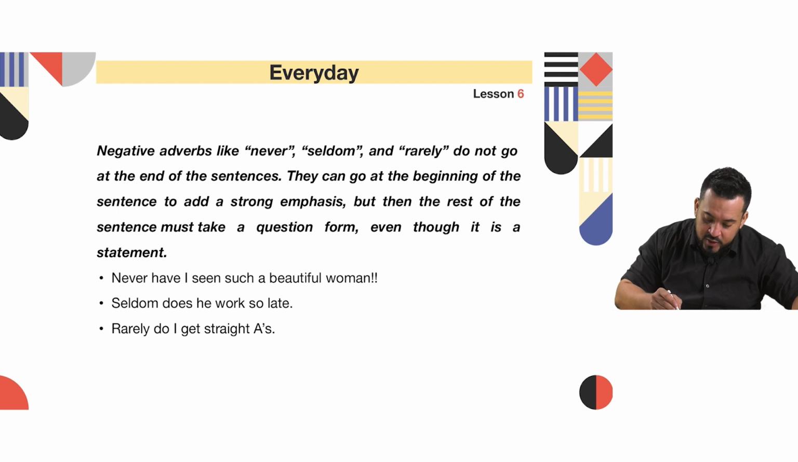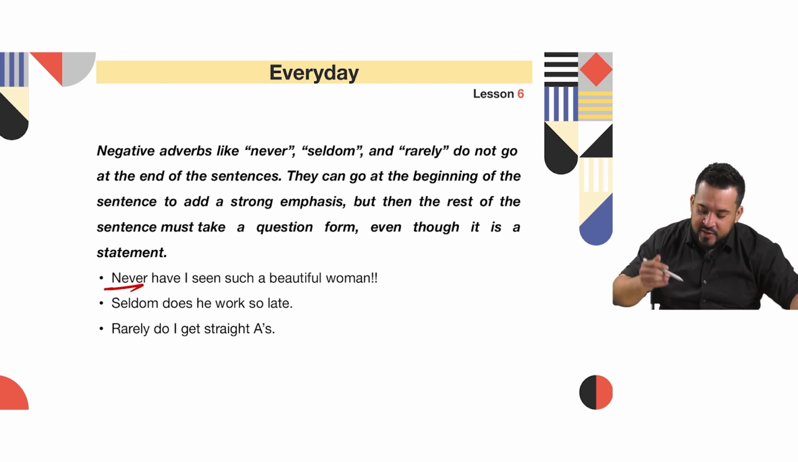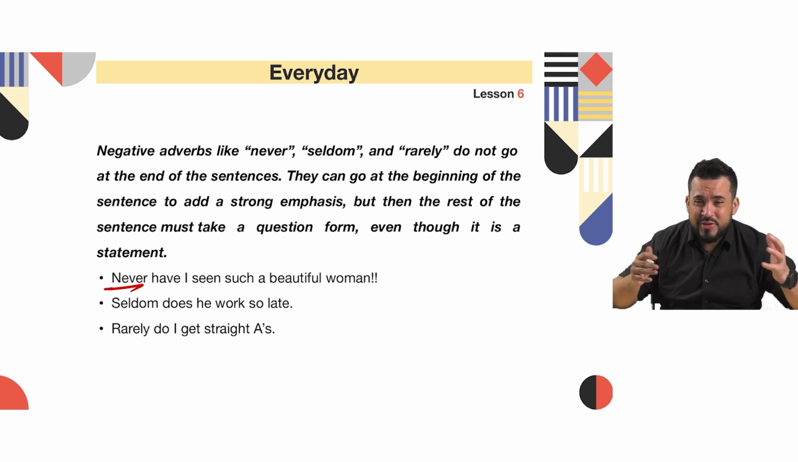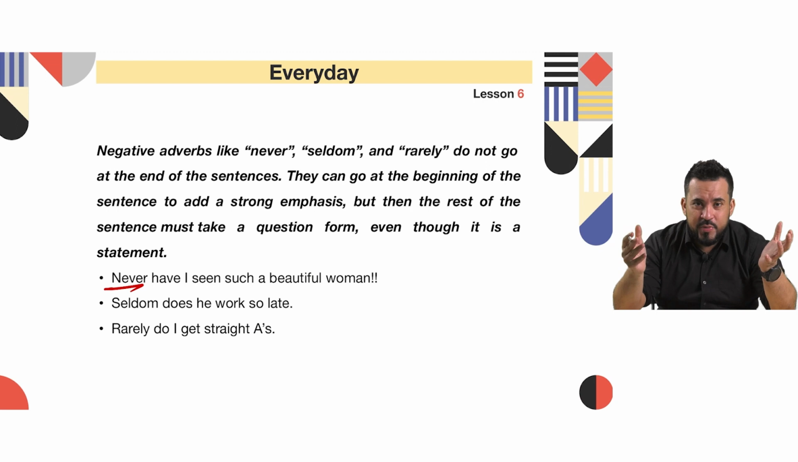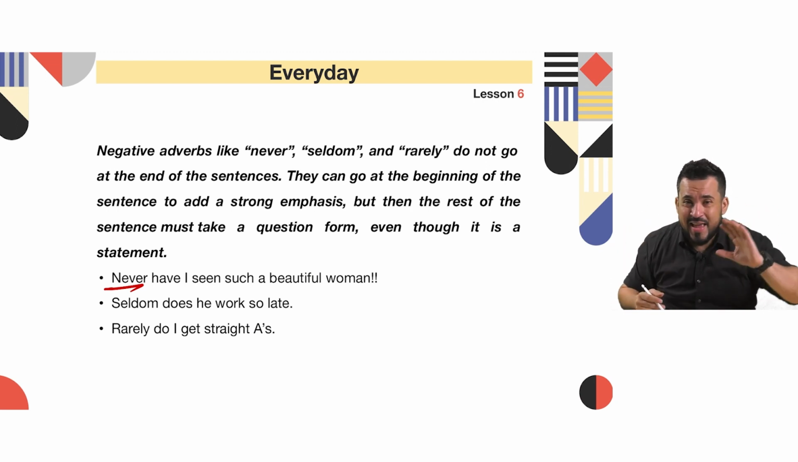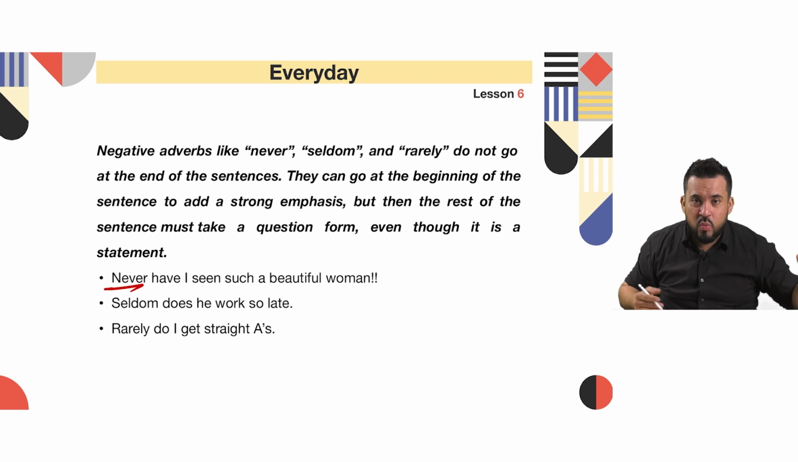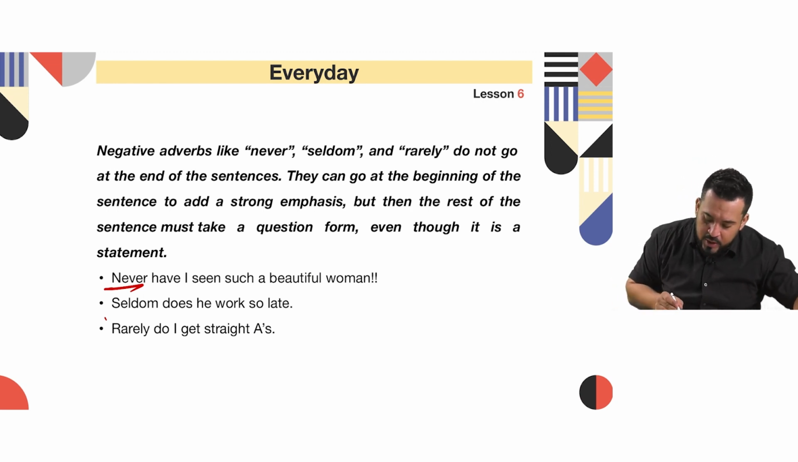Okay, let's take a look at some examples. Never have I seen such a beautiful woman. For emphasis, that means this woman is so beautiful. I have never seen a woman as beautiful as her. So for emphasis, we will use it at the beginning of the sentence. Never have I seen a woman as beautiful as her.